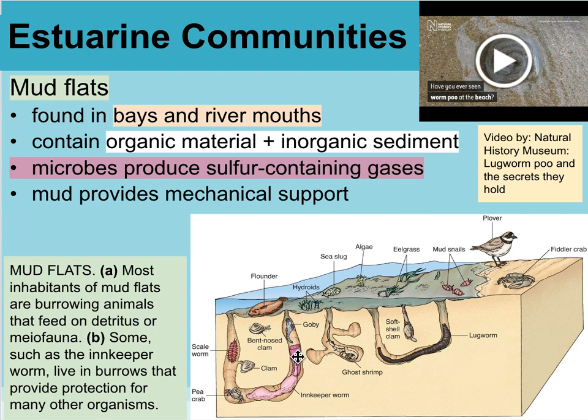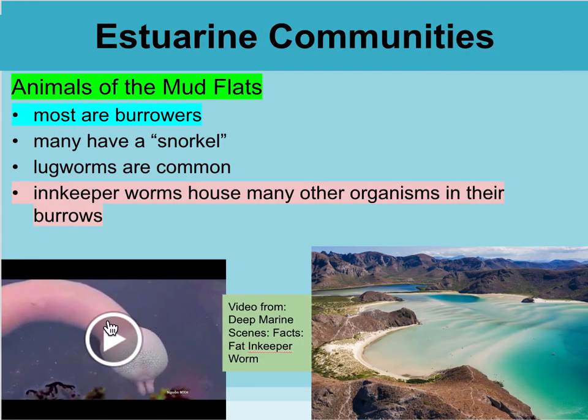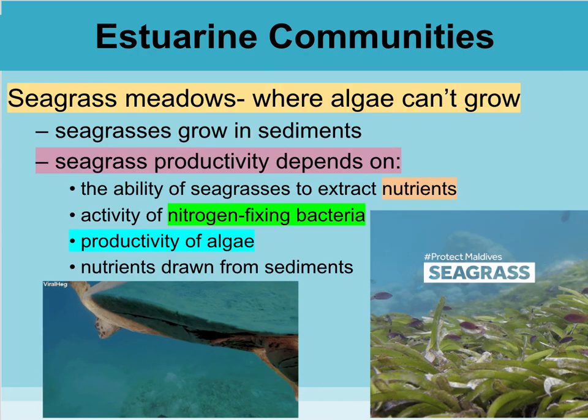Another organism that was here, and I want to show you in the next picture, is called the innkeeper worm. The innkeeper worm is another huge worm that will also filter feed like that, but it's called innkeeper because it creates almost like a little hotel or motel inn where its little hidey hole is used by all these other organisms that will use it to hide. And here's what they look like, the innkeeper worm. This is a video from Deep Marine Scenes called Facts, the Fat Innkeeper Worm, and how it filter feeds. A lot of the organisms that are burrowers will have a snorkel, and they will just filter feed like that. Really cool, really beautiful in the mud flats. I highly recommend you go and check those out because it's just so cool.